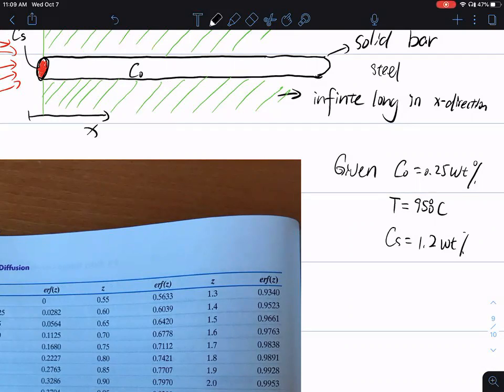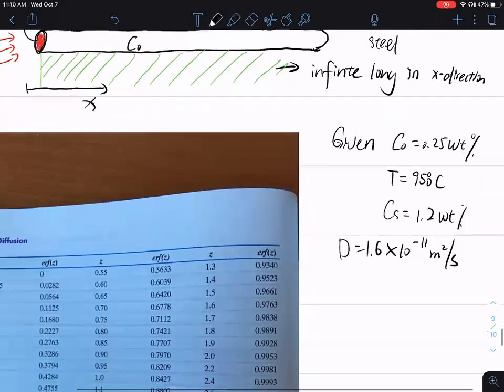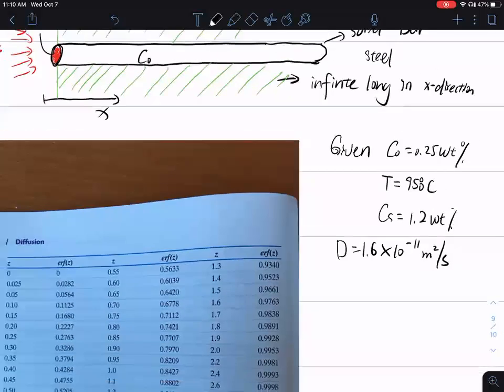Okay, another piece of information we know is the diffusion coefficient. D equals 1.6 times 10 to the negative 11th meters squared per second. So this is the diffusion coefficient when you have carbon diffusing into the steel. Remember, the value of D depends on the temperature and the materials. All right, those are the given information.